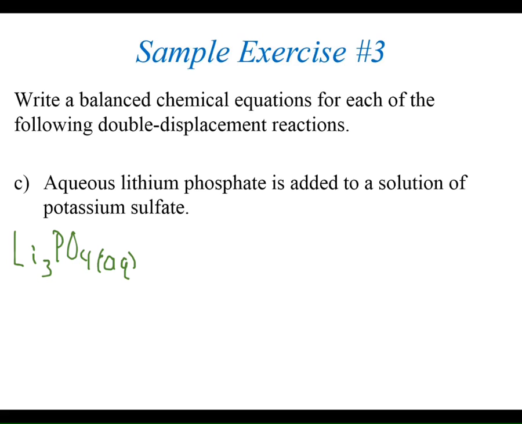Okay. What is potassium with sulfate? K2SO4. Good. And it tells you it's a solution, but if not, you would know it was aqueous. Why? Anything that has potassium, right, is aqueous. Okay, good. Now we're going to swap partners. So I'm going to swap phosphate with sulfate. So I'm going to make lithium sulfate and potassium phosphate.